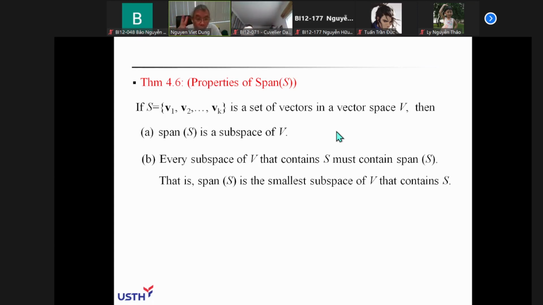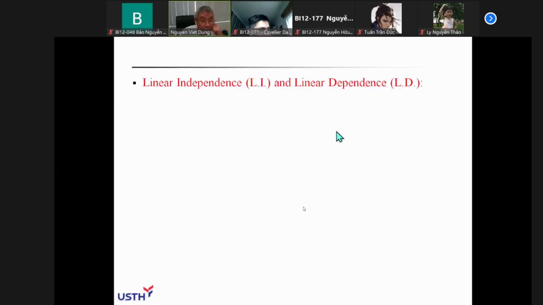So that is the true property for span S. You can remember it in doing your exercise during the tutor class. Now we continue with some more notion, sorry, not property. That is linear independence and linearly dependent. Độc lập tuyến tính và phụ thuộc tuyến tính.